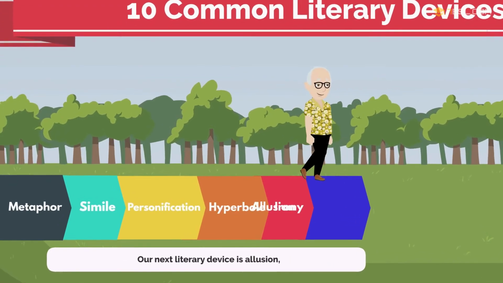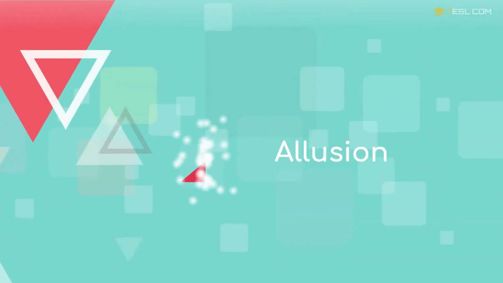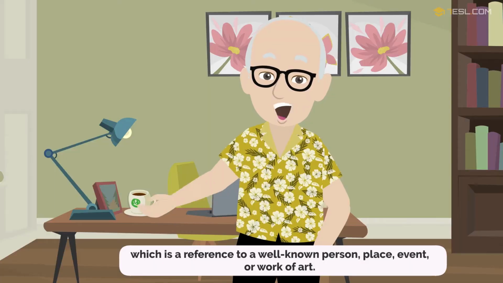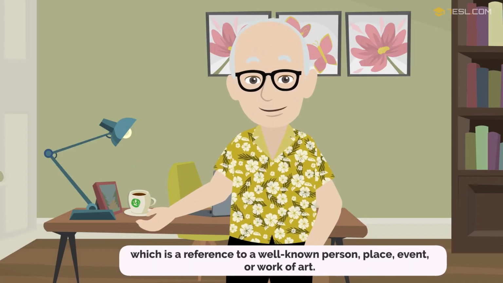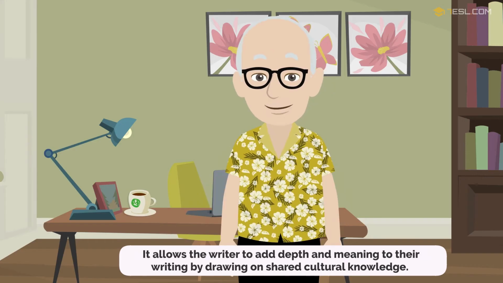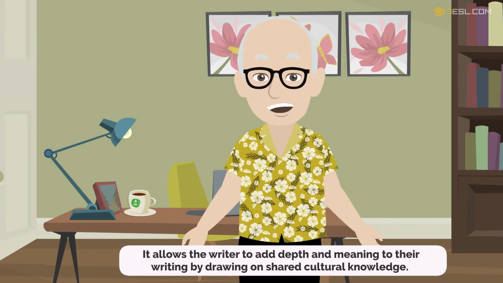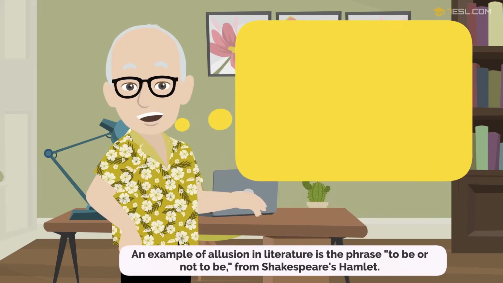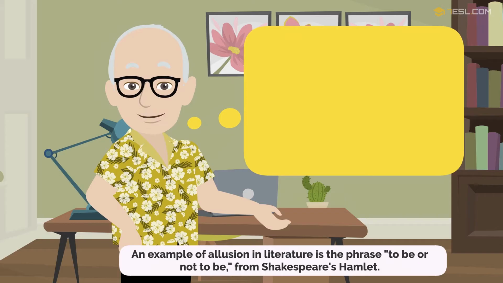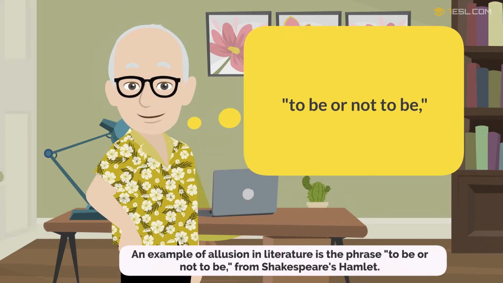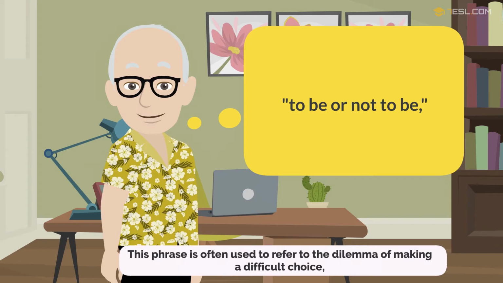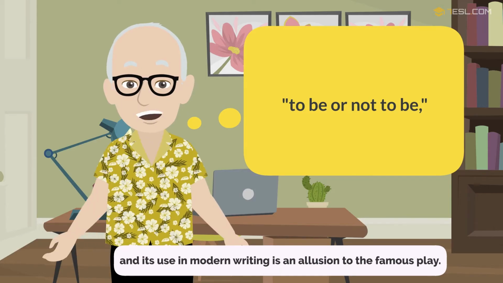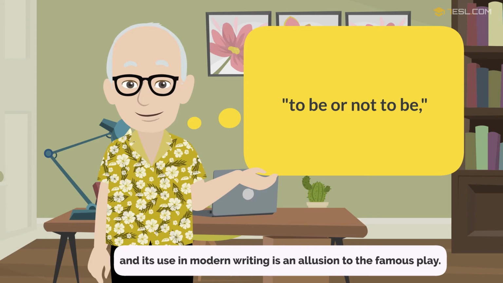Our next literary device is allusion, which is a reference to a well-known person, place, event, or work of art. It allows the writer to add depth and meaning to their writing by drawing on shared cultural knowledge. An example of allusion in literature is the phrase "to be or not to be" from Shakespeare's Hamlet. This phrase is often used to refer to the dilemma of making a difficult choice, and its use in modern writing is an allusion to the famous play.